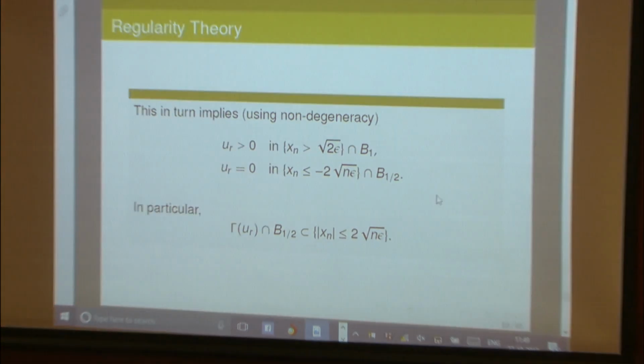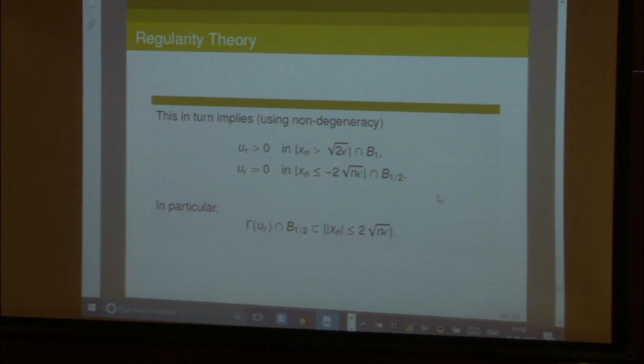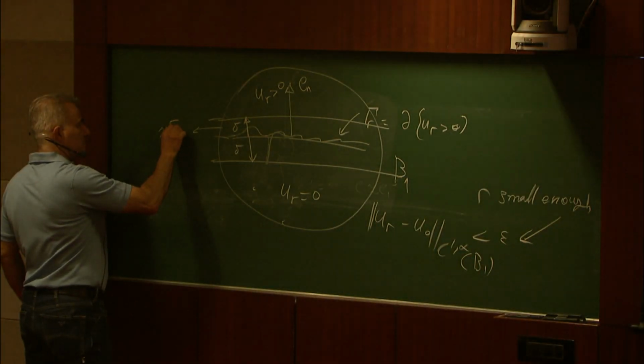So what I just said is that the free boundary is in here. So that delta is like epsilon approximately. This is approximately the square root of epsilon.